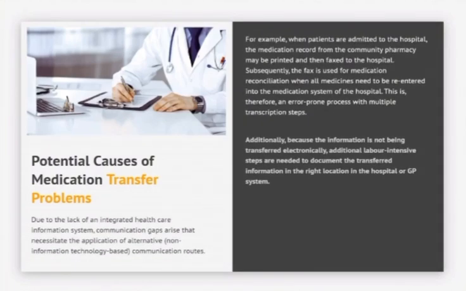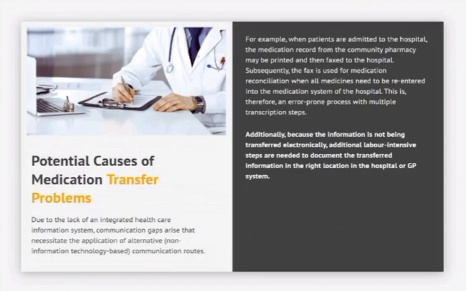Due to the lack of an integrated healthcare information system, communication gaps arise that necessitate the application of alternative, non-information technology-based communication routes. For example, when patients are admitted to the hospital, the medication record from the community pharmacy may be printed and then faxed to the hospital. Subsequently, the fax is used for medication reconciliation when all medicines need to be re-entered into the medication system of the hospital. This is, therefore, an error-prone process with multiple transcription steps.